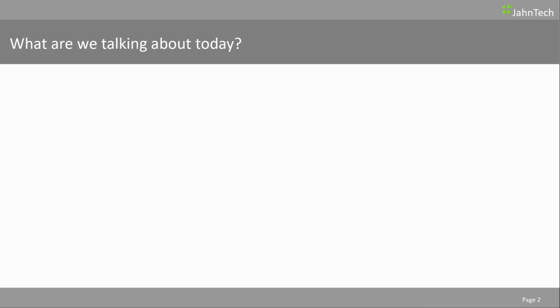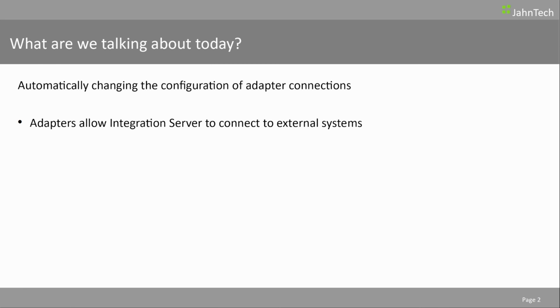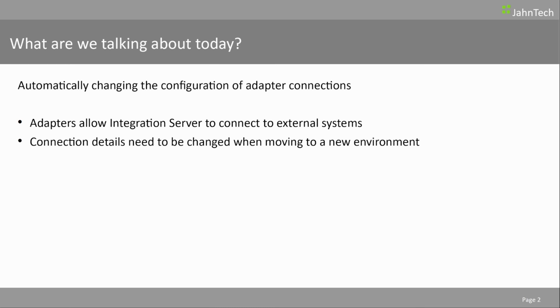So what are we talking about today? As the title already gave away, it is about automatically changing the configuration of adapter connections. As you probably know, adapters allow Integration Server to connect to external systems. And since external systems differ between environment types like test and production, their connection details need to be changed when moving Integration Server to a new environment.